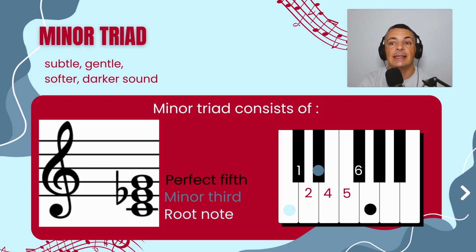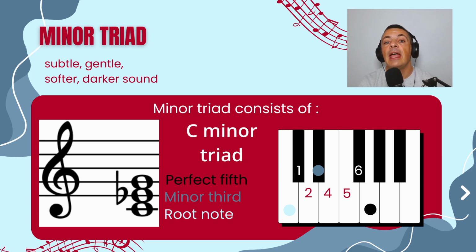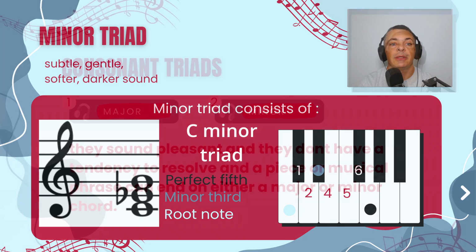If we take C as the root note, the first note from C would be C sharp, the second would be D, and the third would be D sharp or E flat in this case, meaning that the minor third from C would be E flat. Notes of minor chord that starts with C note are C, E flat and G natural, and the name of the chord is C minor triad. Now we know how to create major and minor chords from any given note on the keyboard.